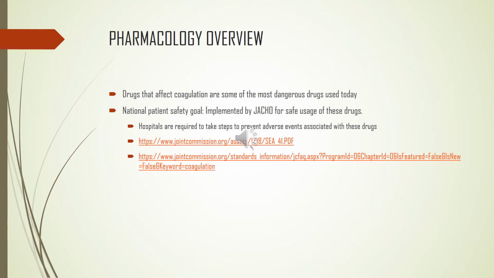Okay, pharmacology overview. We're going to talk about some drugs, and this is very important, and you're going to hear about this. We've talked a little bit about injuries, sentinel events, and things you have to be really cognizant of, things you need to pay attention to. This is one of them. Drugs that affect coagulation are some of the most dangerous drugs used today. They can cause bleeding instantaneously. They can cause death if abnormal lab values are not caught.